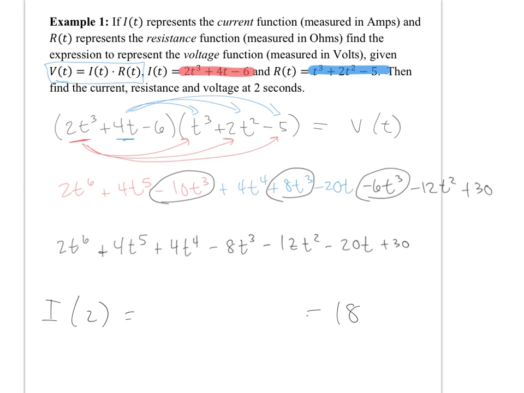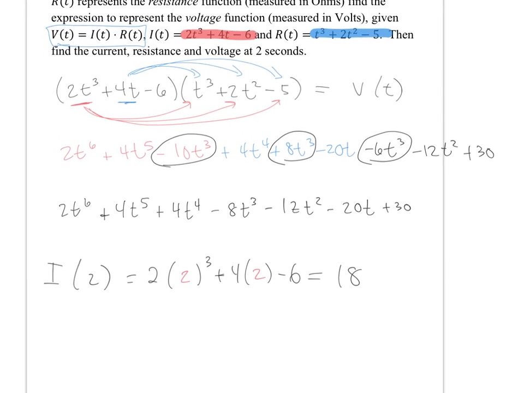18. So to see that, I have 2 times t cubed plus 4 times t minus 6. Where am I getting all of this from? I'm getting it from up here. Here's the current function right here. So I'm looking at the current after 2 seconds have elapsed. So 2 goes here, and a 2 goes here in those spots. 18, yes?